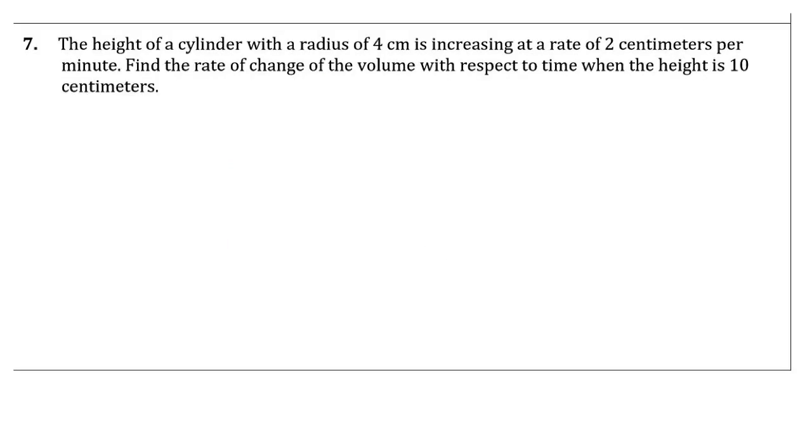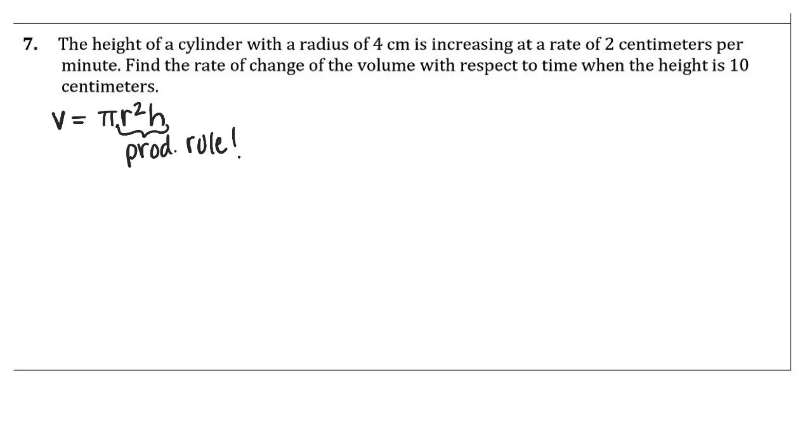Okay, so for our next problem, we're told that the height of a cylinder with a radius of 4 centimeters is increasing at a rate of 2 centimeters per minute. Find the rate of change of the volume with respect to time when the height is at 10 centimeters. So one thing we definitely need here will be this volume formula, which is going to be pi r squared h. Now take note here, you're going to have to do the product rule with this, so be careful with that. You need that product rule.